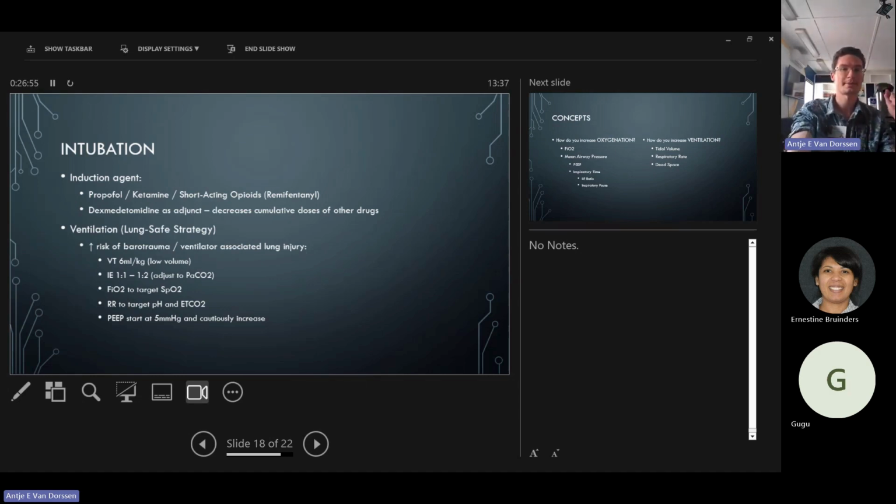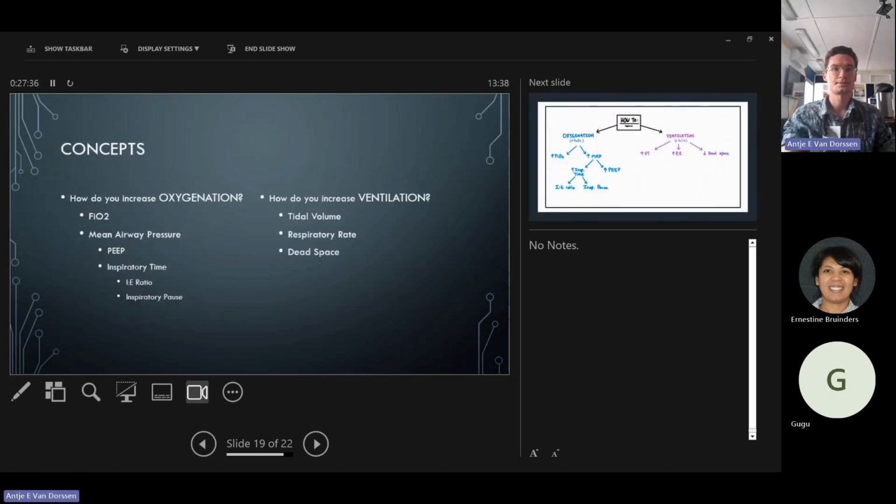So we take a low volume approach, start with a tidal volume of 6 mL per kg, and then you can titrate up at a later stage. Looking at your inspiratory-expiratory ratio, starting 1 to 1 to 1 to 2, adjusting to your PaCO2. I'll go through some specifics about this now. Adjusting your FiO2 to a target saturation, your respiratory rate to a pH and an EtCO2, and then PEEP starting at 5 and then cautiously increasing. We'll go through some issues just now about all of these things, but I think that's a good starting point for these patients, and then you can adjust to see how they improve with each step.